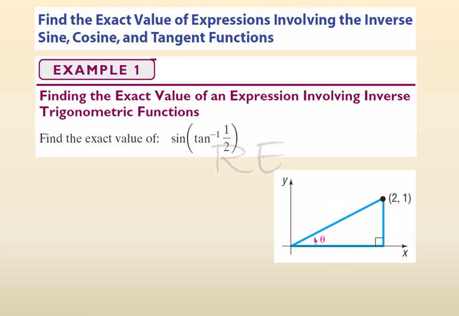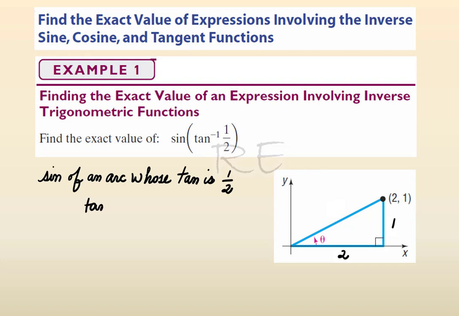Find the exact value of sine of inverse tan 1/2. In example 1, we're looking for the sine of an arc whose tangent is equal to 1/2. Now, for any angle theta, if tan theta is equal to 1/2, it means that the side opposite to theta is 1 and the side adjacent to theta is 2.